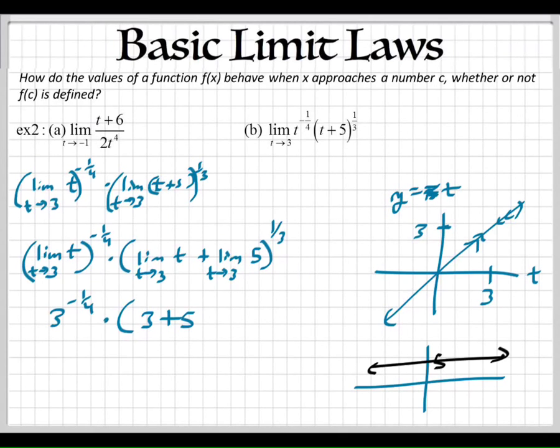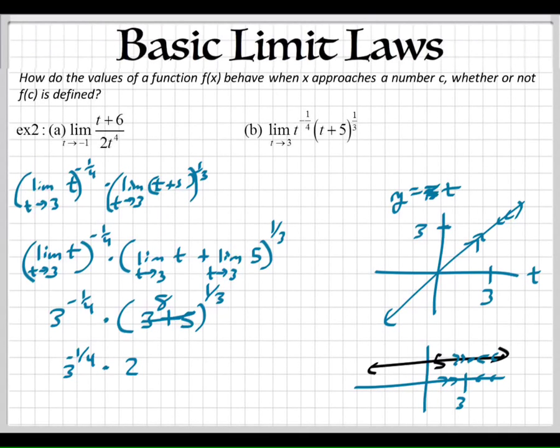So if I'm approaching 3, which is right here, if I'm going at it from the left and from the right, it doesn't matter, my y value is still at 5. So I put 5 in right there, and I'm raising that to the 1/3 power. Now check this out. This is actually an 8. Now 1/3 power is the same as what? Cube root. Do you guys know what the cube root of 8 is? 2. Yeah, it's 2. And we're multiplying it times 3 to the negative 1/4.